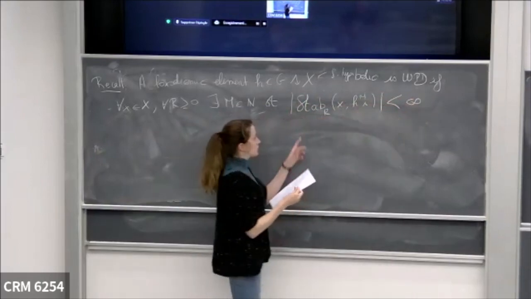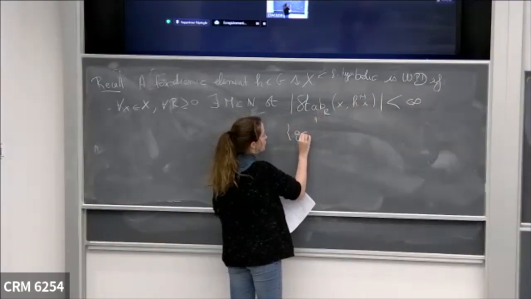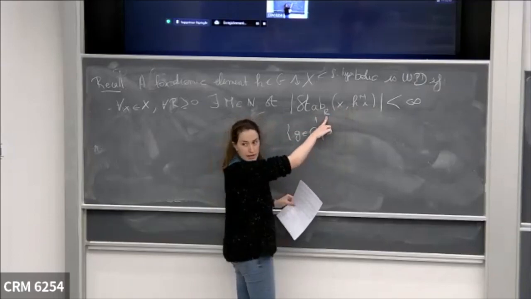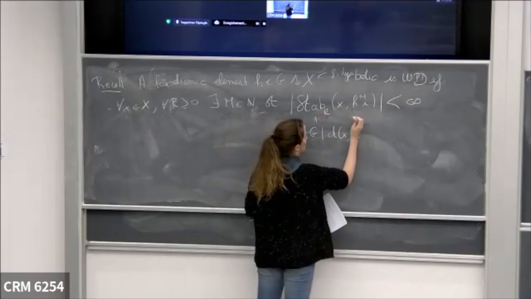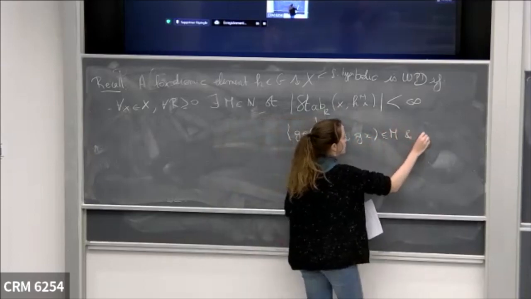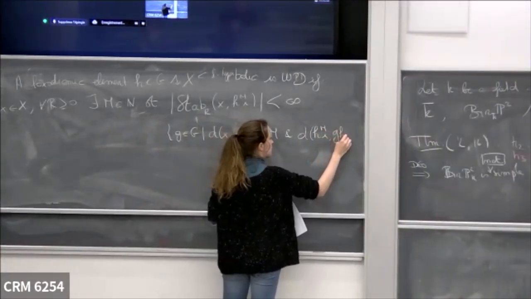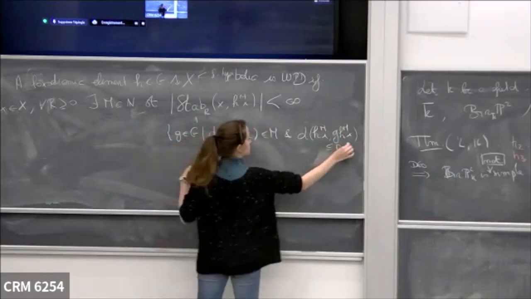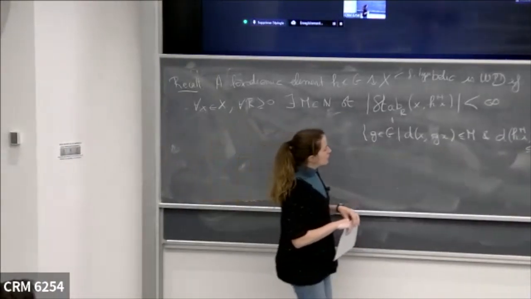And maybe because this is not a standard notation, I will just recall what it means. This means that the set of elements in the group moving these two points respectively by at most R is finite. So that the distance between X and G of X is at most R, and the distance between H^M of X and G H^M of X is at most R, and we have just a finite number of such elements.